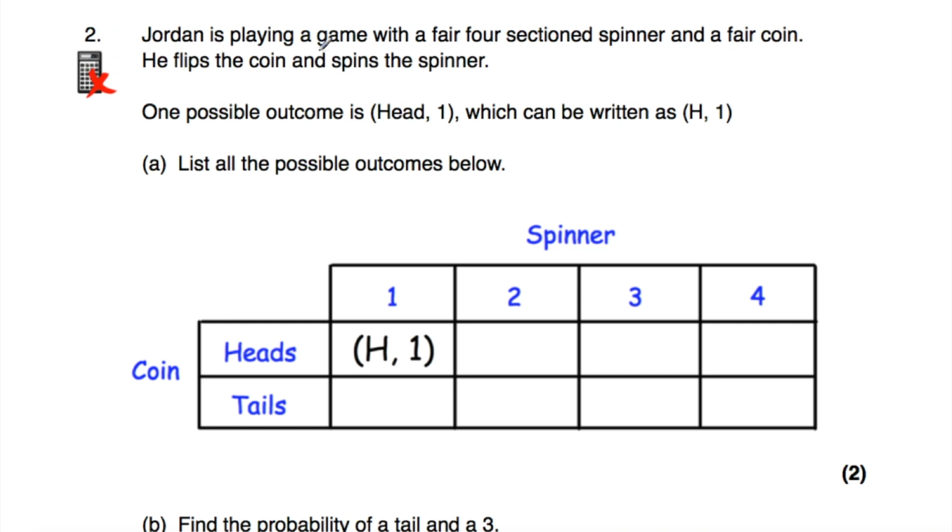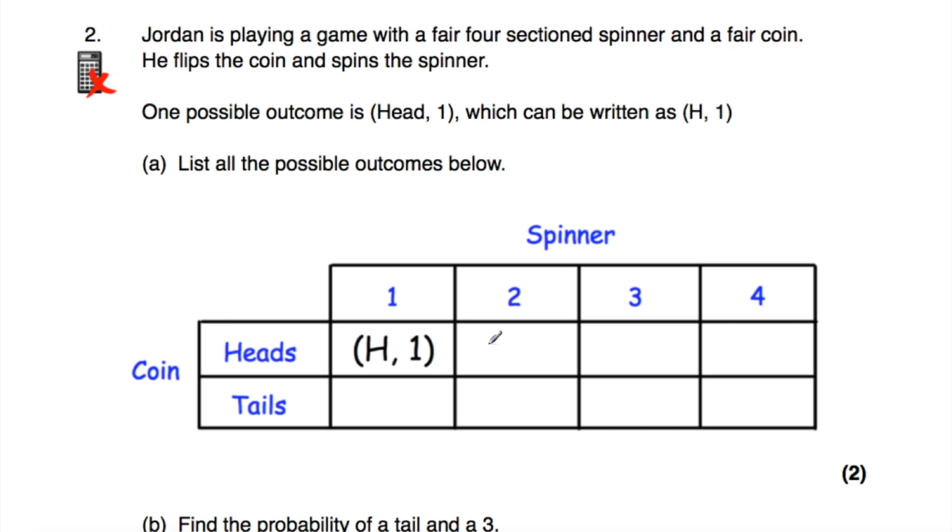Question number 2 says, Jordan is playing a game with a fair 4-section spinner. It's a fair 4-section spinner with the sections labelled 1, 2, 3, and 4, and a fair coin with heads and tails. He flips the coin and spins the spinner. One possible outcome is a head and a 1, which can be written as H1. Part A says, list all the possible outcomes below.